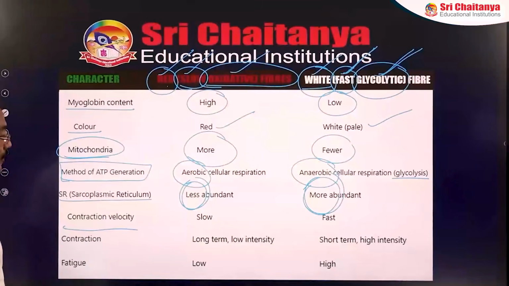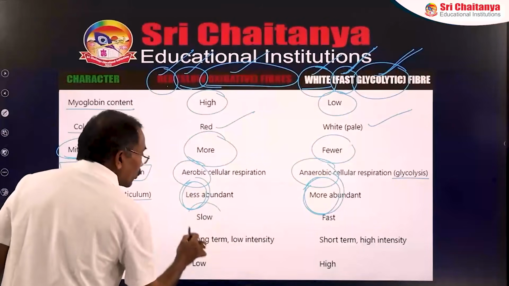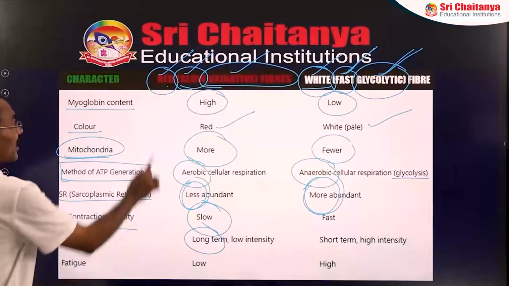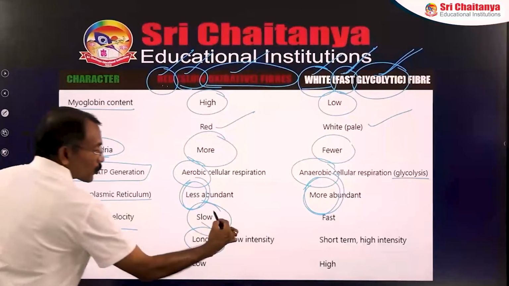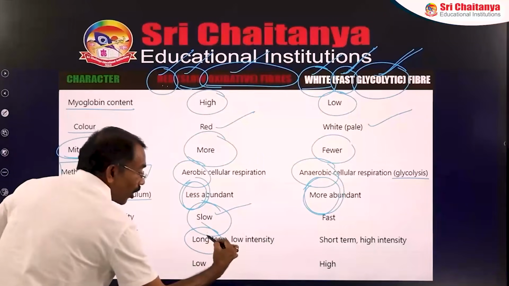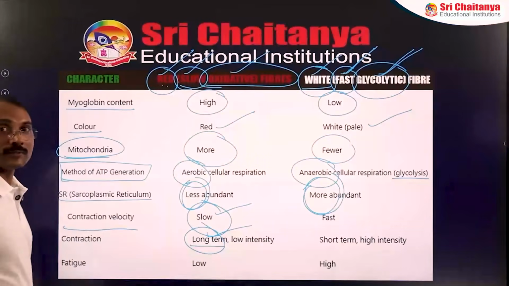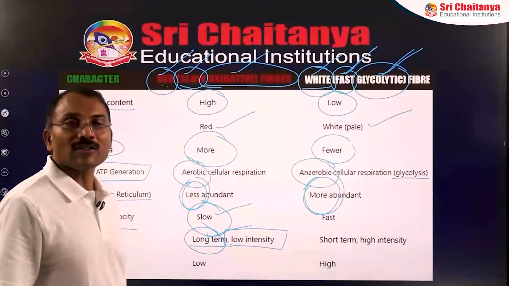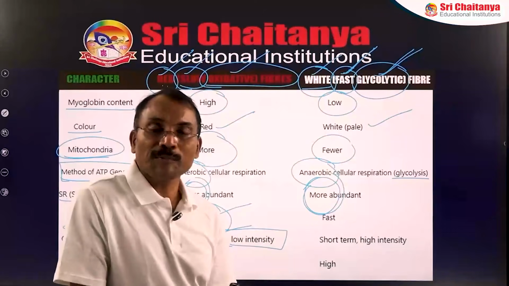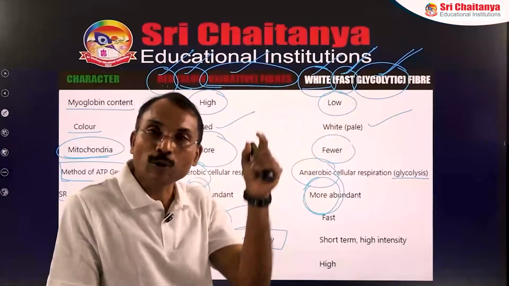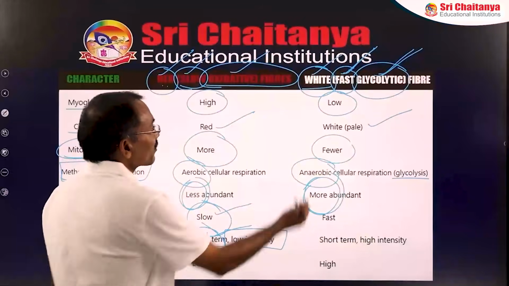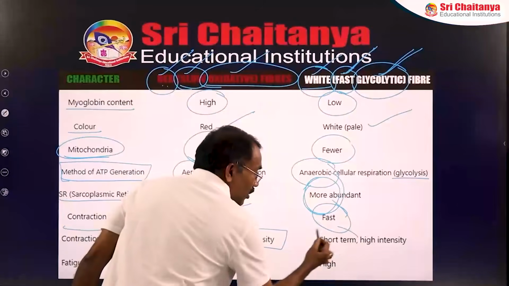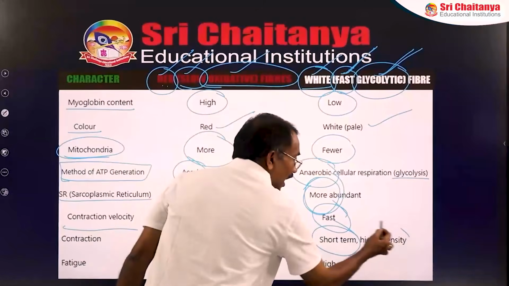Contraction velocity. Red muscle fibers show slow contraction but prolonged contraction, that is a long-term contraction. They show low intensity. Whereas white muscle fibers show fast contraction but short-term contraction with a high intensity.